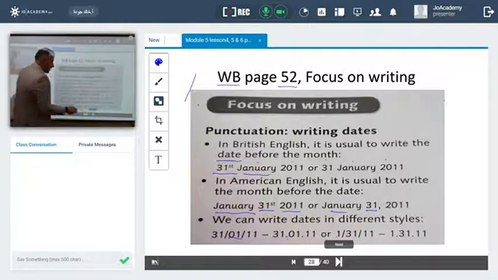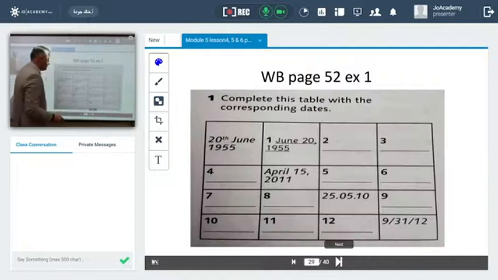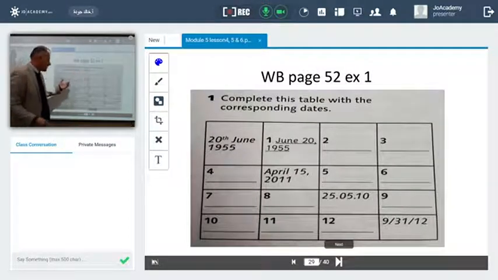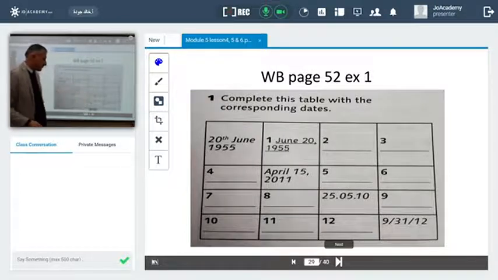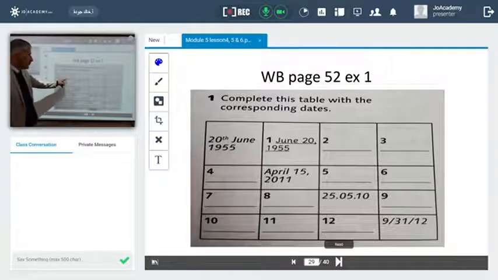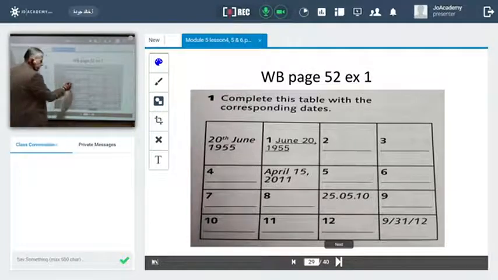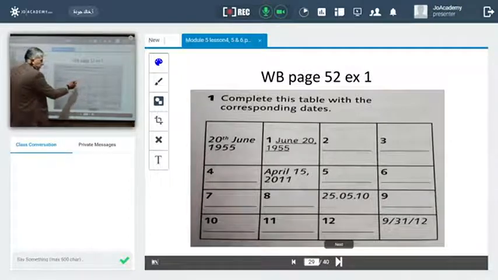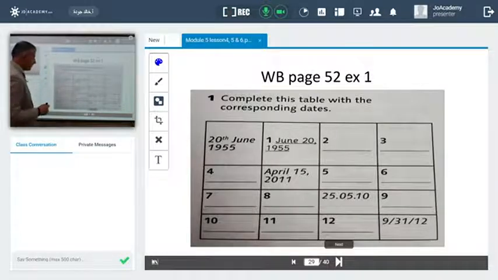So let's move. Complete this table with the corresponding dates. We have to see the date and complete it with the same thing. Here we have the dates, like 20th June 1955. And here we have 1st June 1955. Okay, so we have to complete the table.